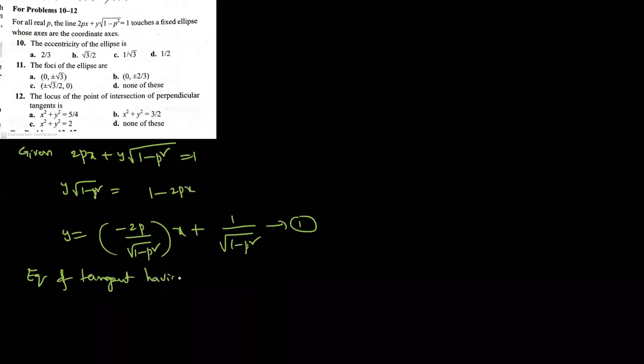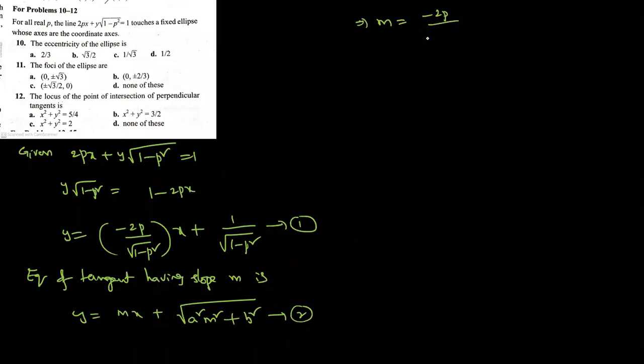Having the slope m, it is y is equal to mx plus root over a square m square plus b square. You should thoroughly revise these formulas, otherwise it is confusing. Now, these two are identical. Dear students, see, now comparing this case, what is the value of m here? Minus 2p by root over 1 minus p square, and 1 by 1 minus p square is how much? Root over a square m square plus b square.